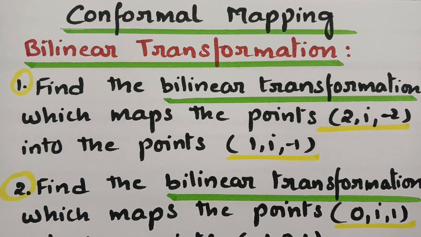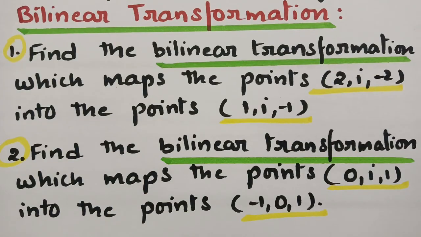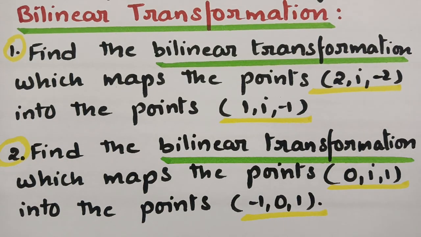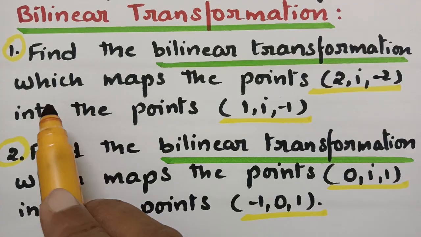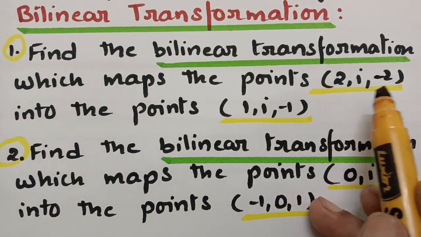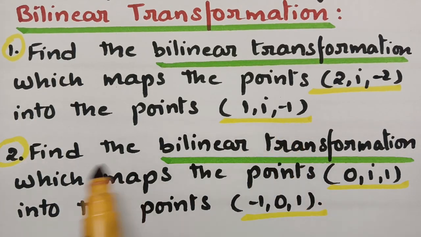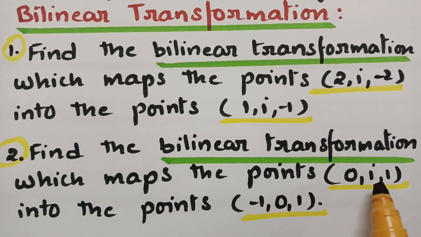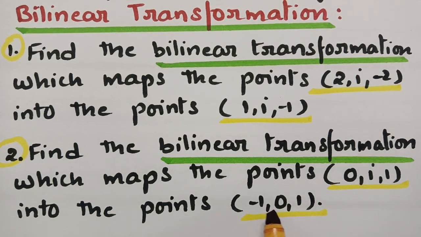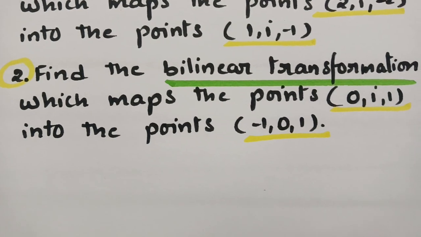Let's get into today's video, which is on conformal mapping. Here are two problems related to bilinear transformations. First, find the bilinear transformation which maps the points 2, i, -2 into the points 1, i, -i. Next, find the bilinear transformation which maps the points 0, i, 1 into the points -1, 0, 1. Before going into the solution, let me explain the formula.